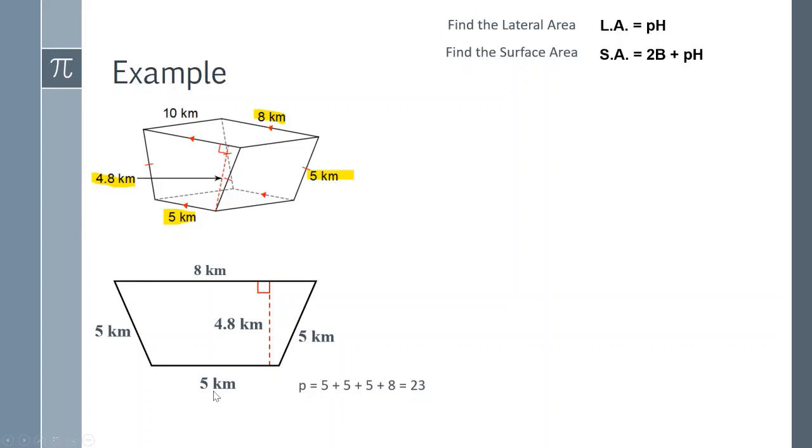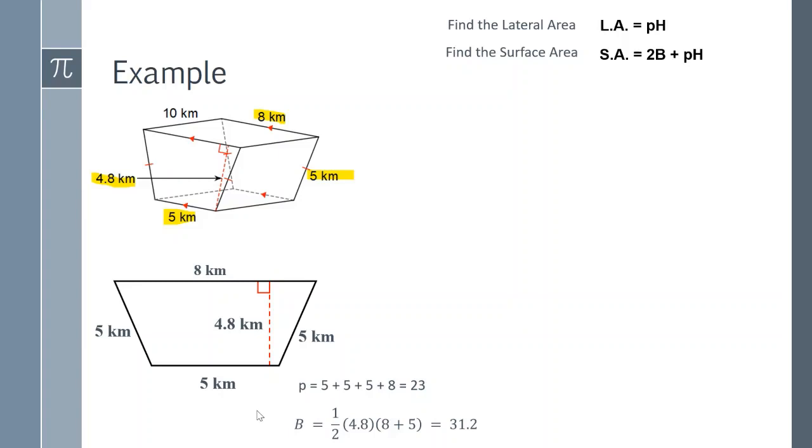So we're going to add 5 plus 5 plus 5 plus 8. And that gives us 23. Now the area of a trapezoid is half the height times the sum of the bases. So half the height is 4.8 right here, times the sum of the bases. The bases are 8 and 5. So 8 plus 5 is 13, times 4.8 times a half. Get your calculator out, multiply all that out, and you'll get 31.2.